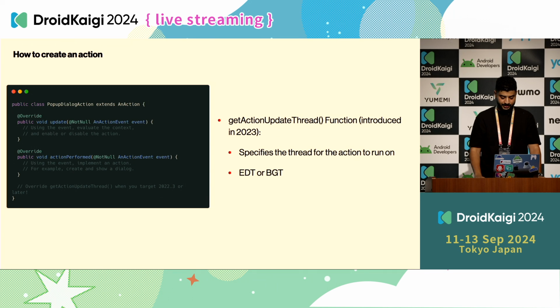You have two options here. You have the event dispatch thread, which we call EDT, which is basically used for UI tasks. And then you have BGT, the background thread, used for operations that interact with PSI elements or any file system approach. We will talk about threading at the end.